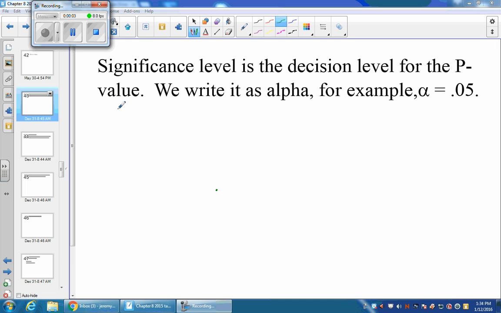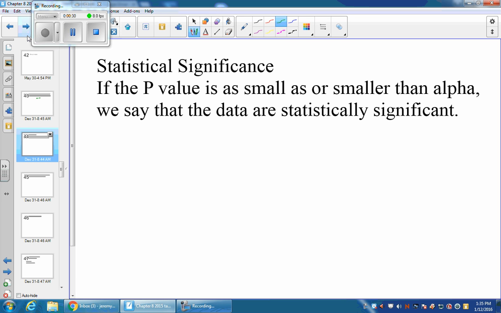Hello. Today we're going to be looking at significance levels and interpreting our significance tests. Now, a significance level is the decision level that we choose for our p-value. We also write this as alpha = 0.05, or we can do alpha = 0.01. That's the level at which we choose to reject or fail to reject the null hypothesis. And we'll see what that means in a minute.